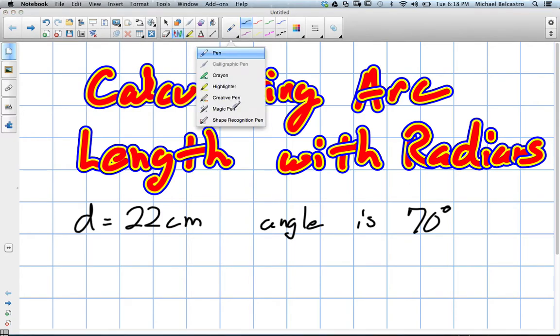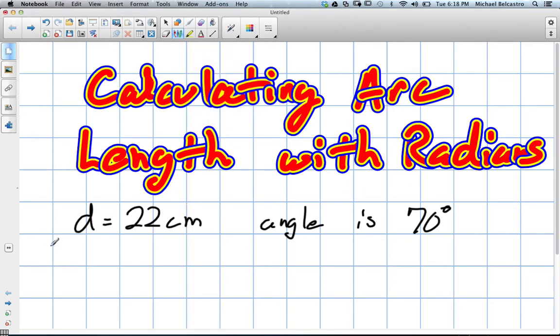Okay, we're going to go through calculating arc length with radians. So the information they gave us is that we have a diameter of a circle that is 22 centimeters. And our angle from wherever it's being measured is 70 degrees. So we essentially have to find the arc length.